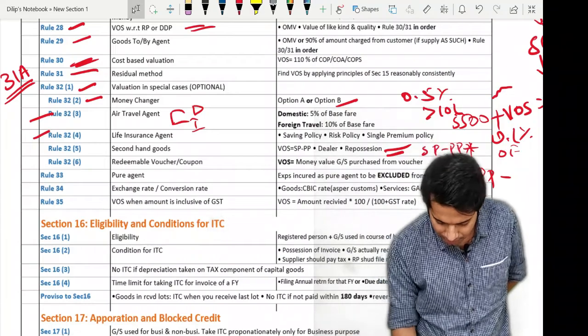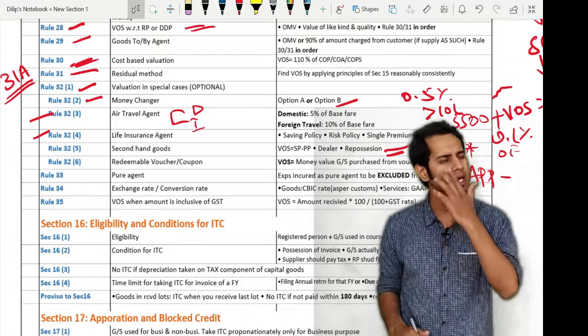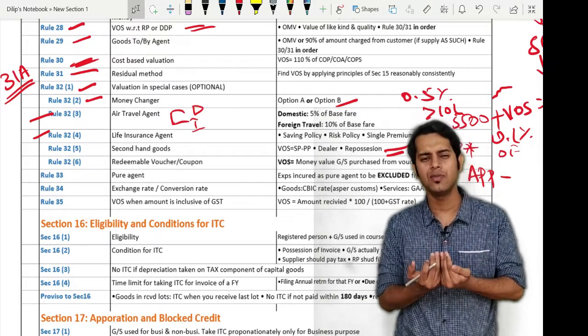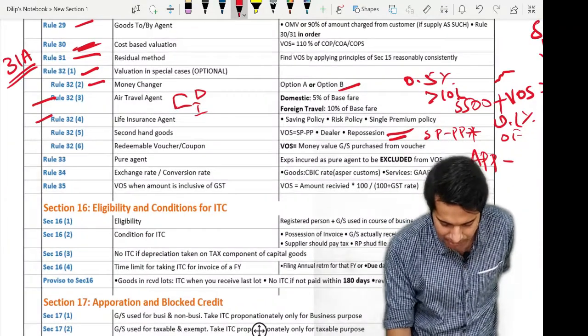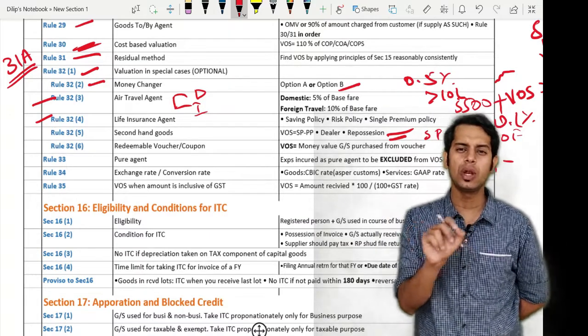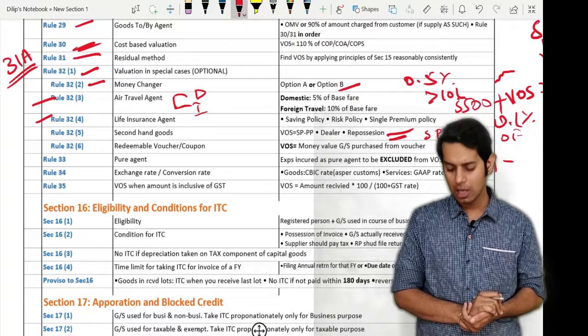Then rule number 32 sub rule 6 talks about value of supply in case of vouchers. In case of vouchers or coupons, value of supply will be the value of whatever item you have purchased. Then rule number 33 says that expenses incurred as a pure agent should not be included in the value of supply.